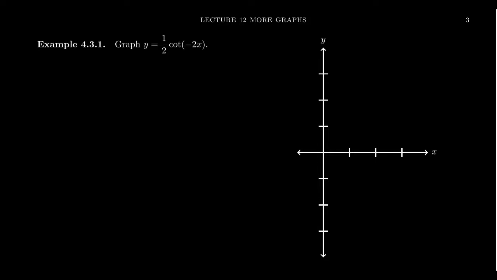What's the negative 2 do? Well, like we talked about with sine and cosine, whenever there's a negative sign in front, we need to deal with it. How do you deal with it? Well, cotangent is an odd function, so the negative sign does come out. So you get negative 1/2.